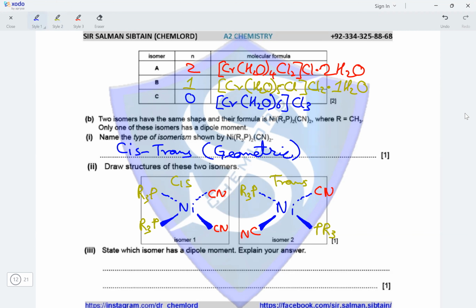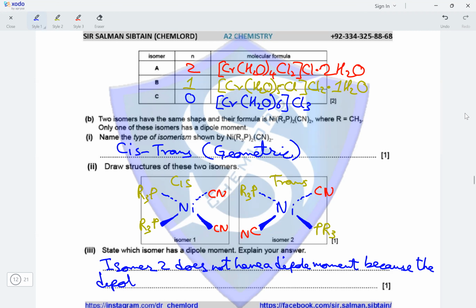State which isomer has a dipole moment and explain your answer. Isomer 2 does not have a dipole moment because the dipoles cancel out, because the same type of ligands are positioned diagonally opposite to one another, which means isomer 1 will have a dipole moment.